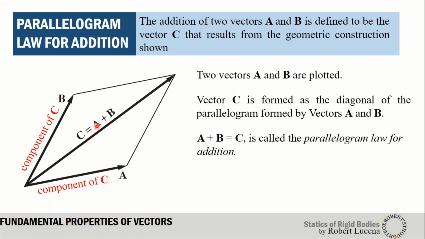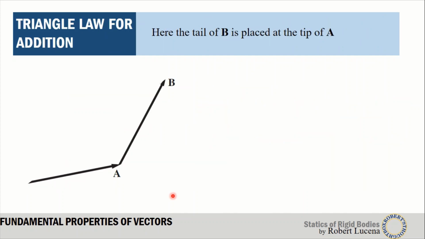So if C is the sum of vectors A and B, we call B and A components of C. On the other hand, we call C the resultant of A and B. So this is the parallelogram law, wherein you create a parallelogram out of the two vectors, then the diagonal would be the sum of those two vectors. Now, there's also another way of getting the sum of two vectors, and that is the triangle law for addition.